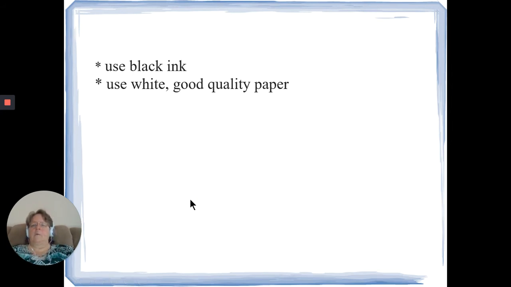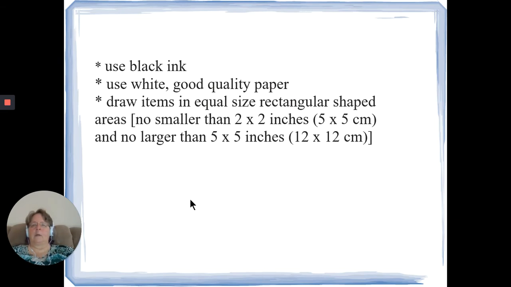A very important thing, we want to use black ink with white good quality paper. The artist will do an initial draft in pencil, of course, and then the illustration will be checked with the team to make sure it's appropriate. Once the team has signed off on that, then the artist can go across with some black ink and white good quality paper. And you want to draw items in equal size rectangular shaped areas.